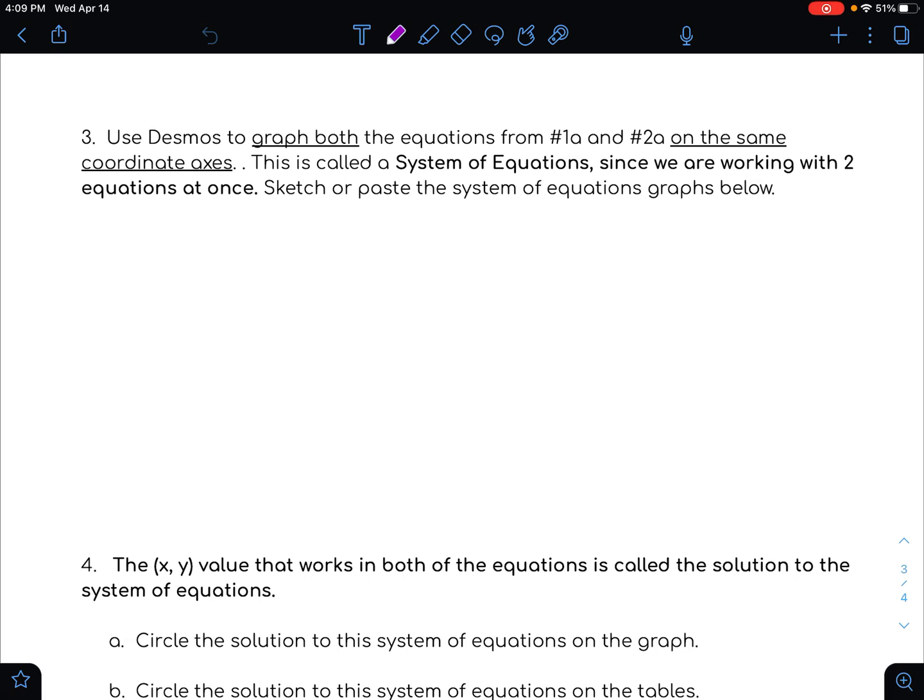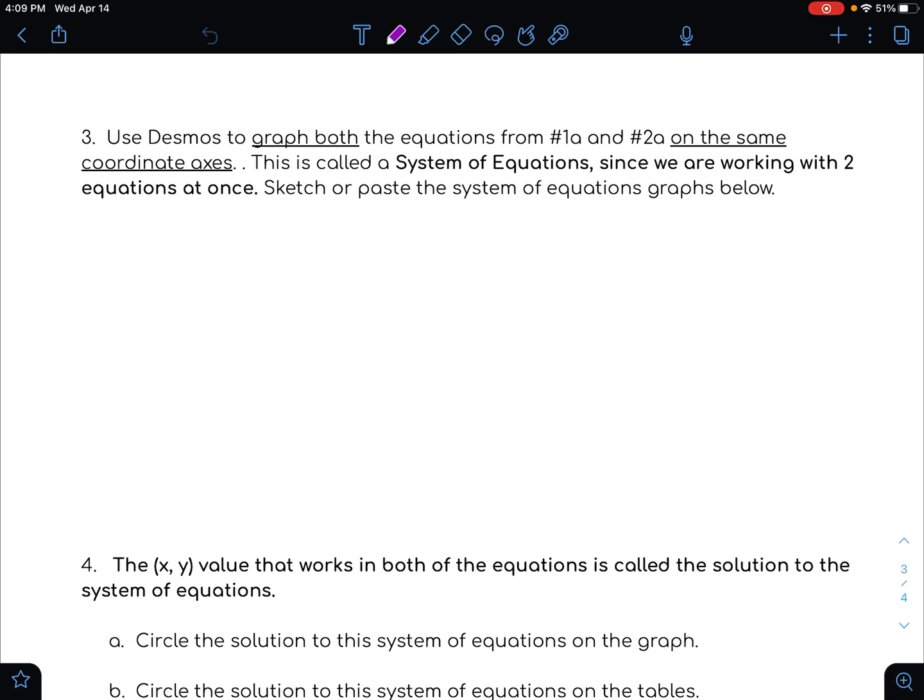So when we work with 2 equations, 2 or more equations really, at the same time, that's called a system. A system is really when you have multiple things working together. Think of some other areas where you hear the word system. I think of sports sometimes, like an offensive system or a defensive system. Multiple pieces working together. Maybe in your body you have the circulatory system, the respiratory system, and those are multiple parts that are working together for a particular function. So that's kind of what the idea is here.